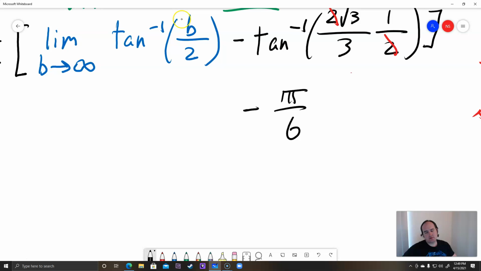And then here's the really tricky part. How do you do the limit as b goes to infinity of tan inverse of b over 2? Probably the easiest way to do this, unless you have your inverse trig functions pictured in your head, would be to use either a graphing calculator or an online graphing utility like Geogebra. So I'm going to show you how to use Geogebra here. Basically the easiest way is to just look at the graph of tan inverse of b over 2.